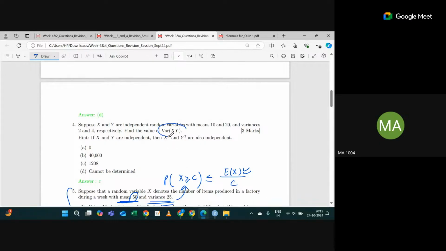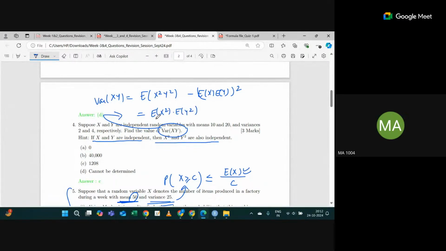Now you can see this part also. This is very simple. What is the variance of x into y? It will be expectation of x square into y square minus expectation of x into expectation of y whole square, right? And the hint is given: if x and y are independent, x square and y square are also independent. That means I can write like this. Then what is the formula of variance? Expectation of x square minus expectation of x whole square. So you have to calculate this part. This is given to us as 2, this is given to us as 10. You can calculate this part similarly for y, right?